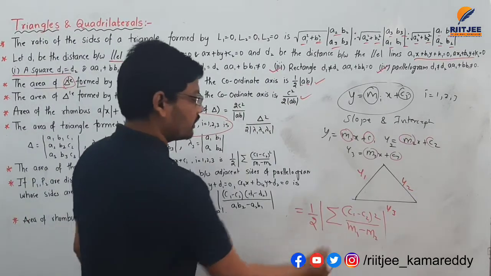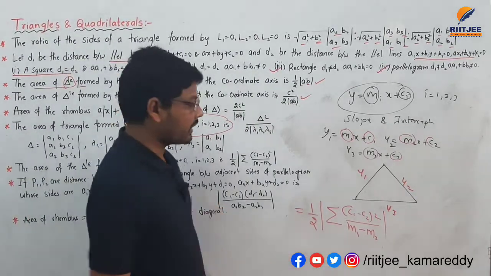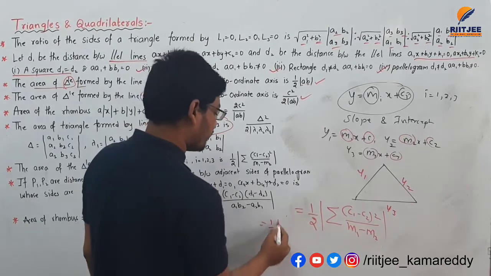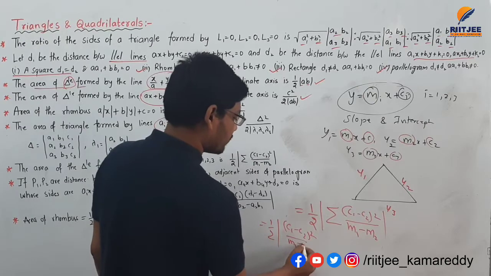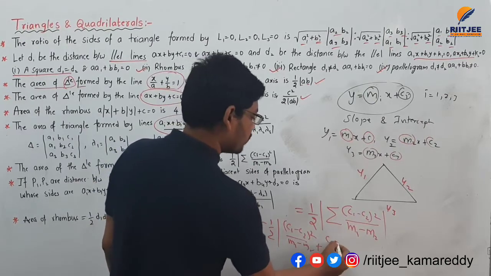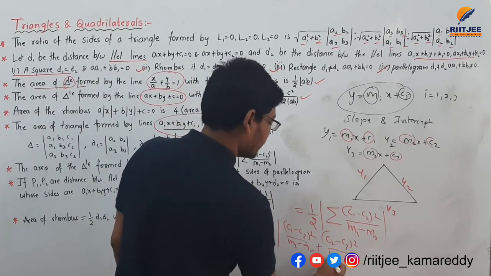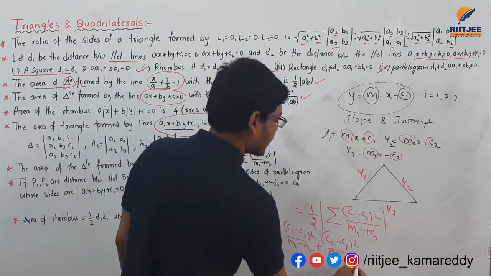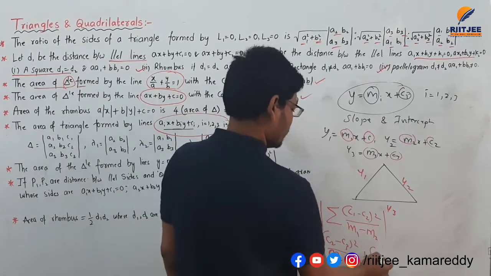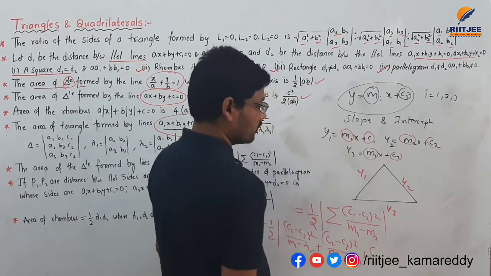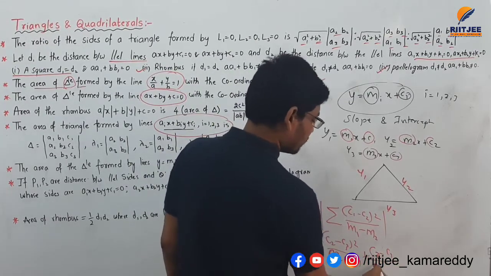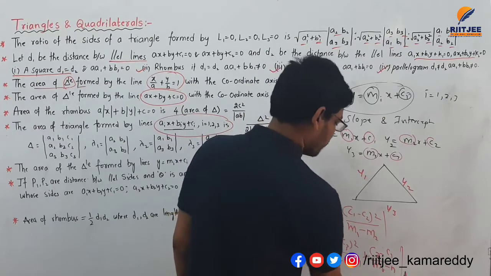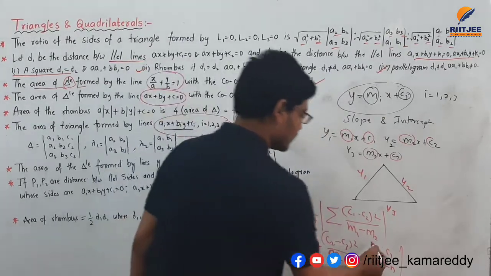Next, if you want to remove sigma here, then 1 by 2 of modulus of (c1 minus c2) whole square by (m1 minus m2), plus (c2 minus c3) whole square by (m2 minus m3), plus, up to sigma up to 3 here, (c3 minus c1) whole square by (m3 minus m1). Modulus closing. This is a whole square.